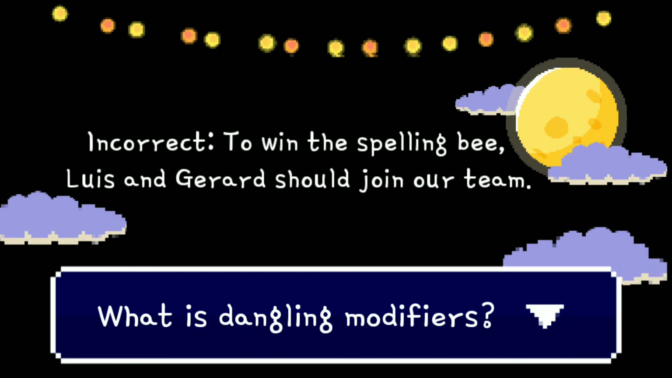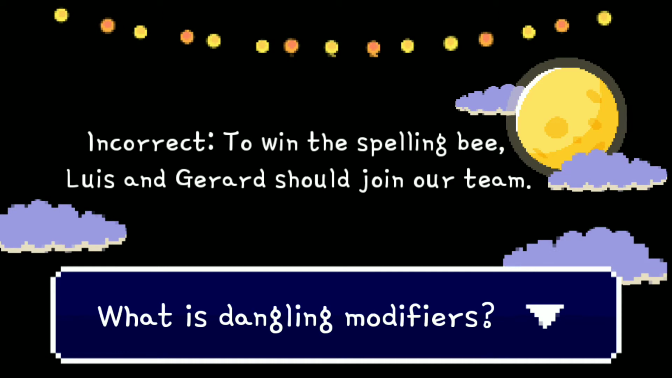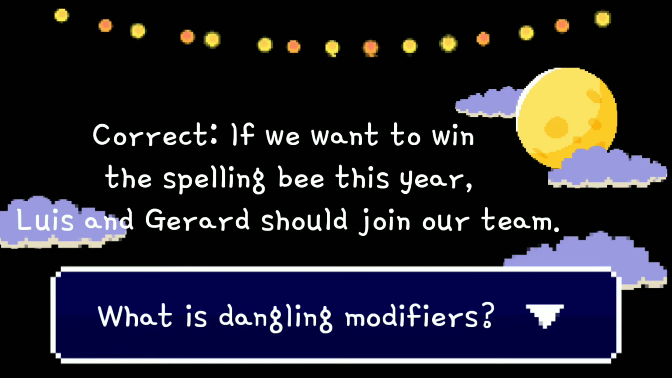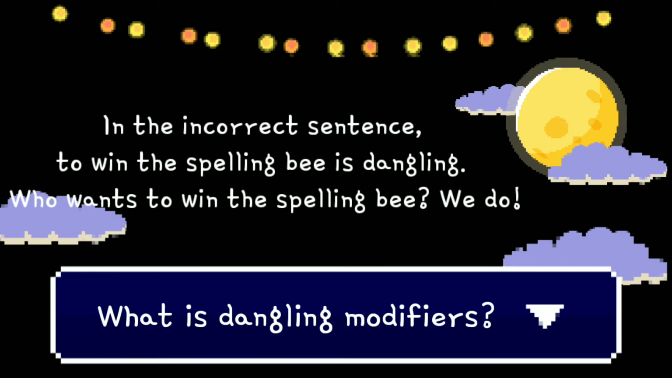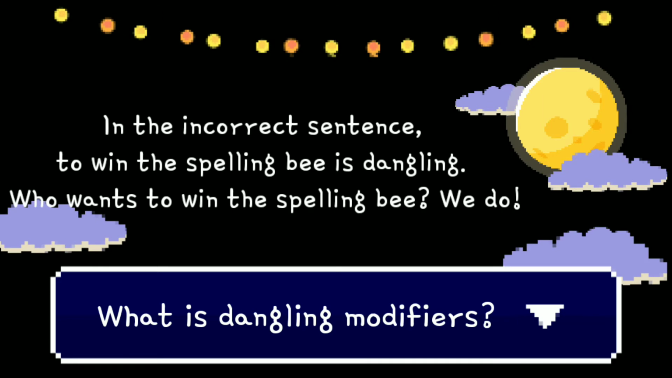For the last example, to win the spelling bee, Luis and Gerald should join our team. The correct answer is, if we want to win the spelling bee this year, Luis and Gerald should join our team. In the incorrect sentence, "to win the spelling bee" is dangling. Who wants to win the spelling bee? We do.